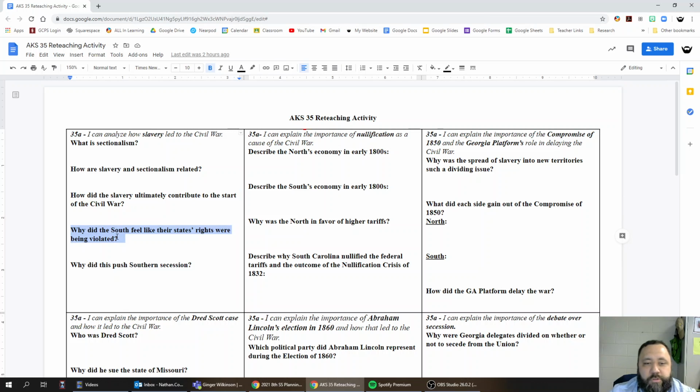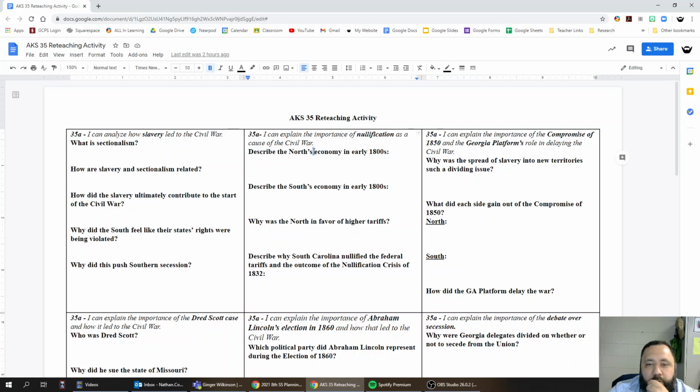Why did the South feel like their states' rights were being violated? The South felt that the North was threatening their state's right to have slavery. Why did this push Southern secession, or the South to secede? They felt that their economic interests were threatened by Northern anti-slavery movements.